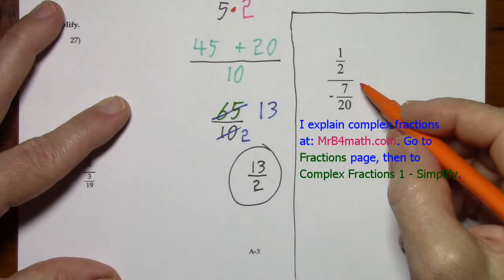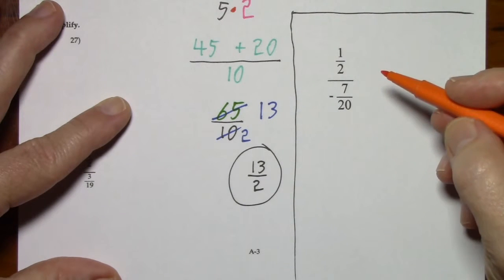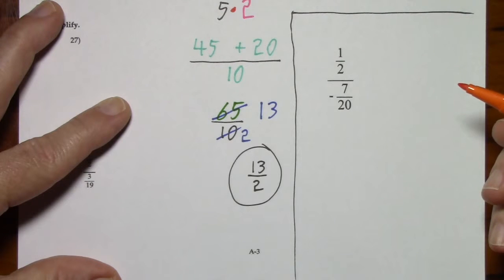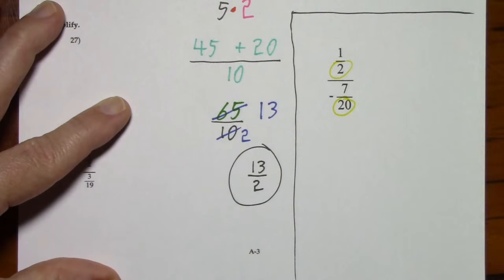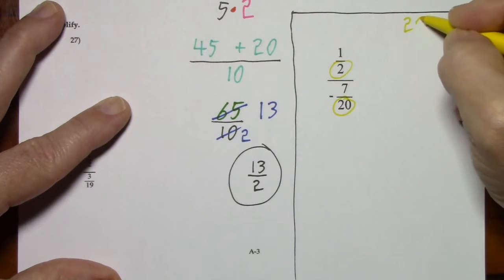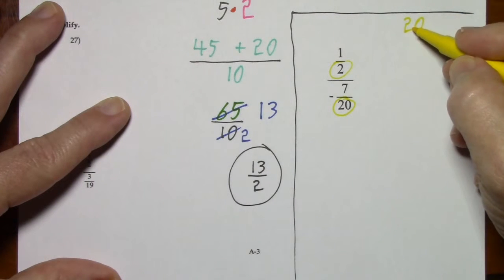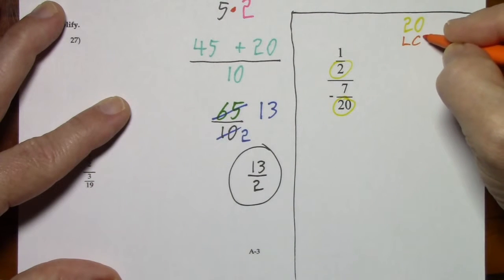Looking at 27, we have a complex fraction. I'm going to clean this up some, multiplying by the least common denominator, which is also the least common multiple of the denominators. So the least common multiple of 2 and 20 is 20. 20 is the smallest number that 2 will go into, that 20 will also go into. So 20 is our least common multiple.